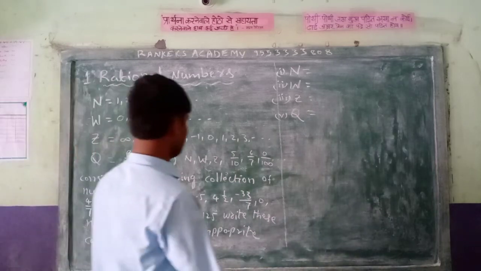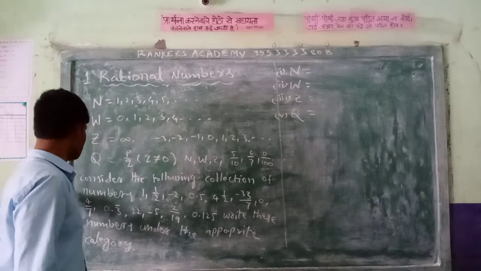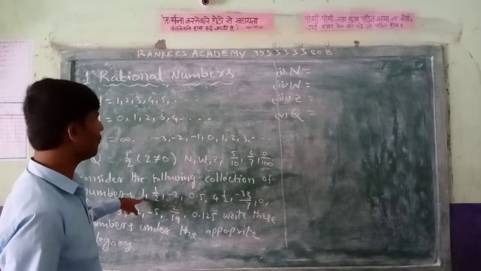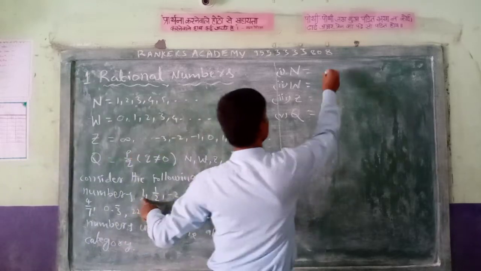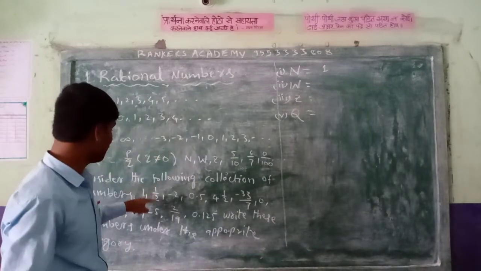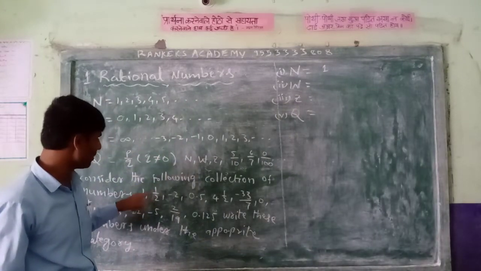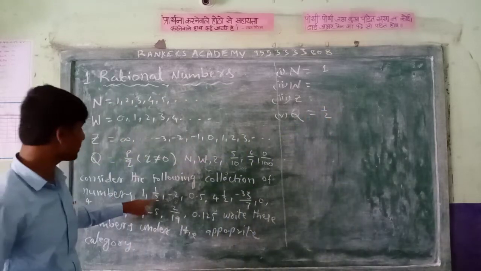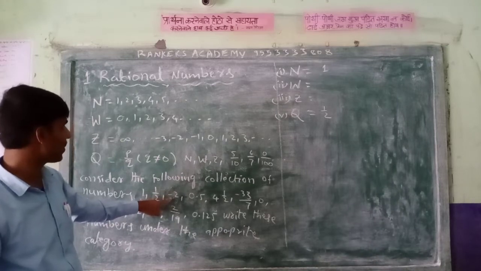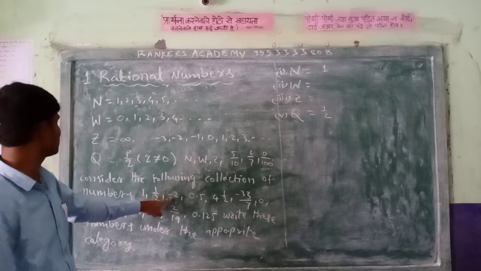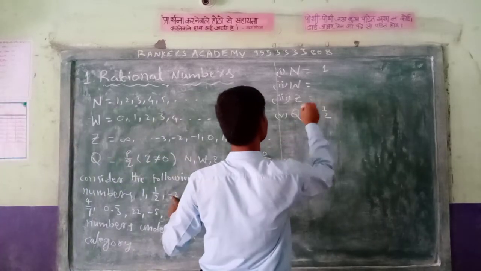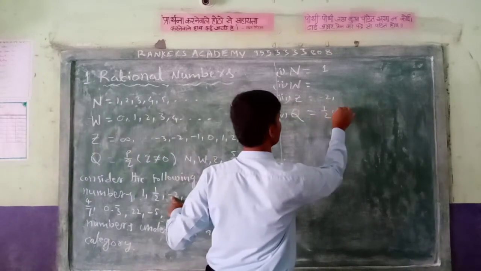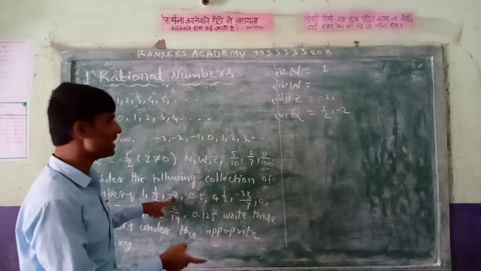See here, what have they given? First, 1 is a natural number, so we can write it under N. Next, 1 by 2 is a fraction, so it goes under rational numbers. Next, minus 2 is an integer, so we write it under integers, and also under Q, because every integer is a rational number.